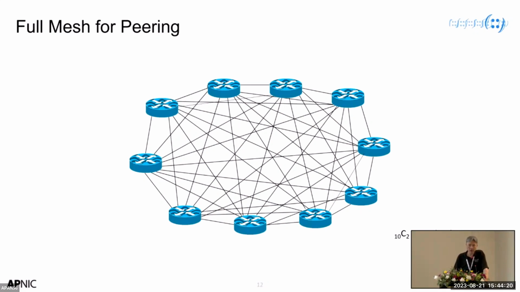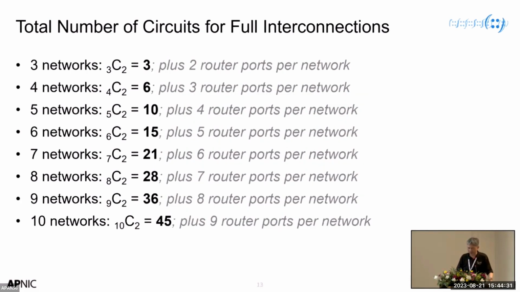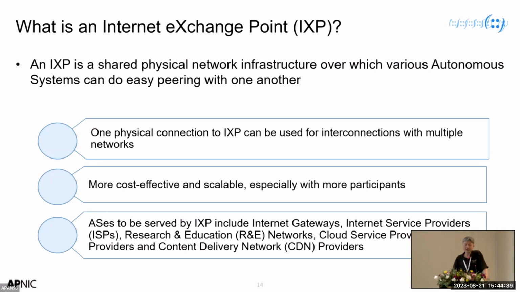Like if you have 10 networks doing full interconnection, you need 45 circuits to achieve full interconnection among the 10 networks. I won't go through it, but you also need a lot of router ports in order to achieve that. Of course, that's not quite cost effective either. And that's why we would like to use a concept called internet exchange point, or internet exchange. I usually call it IX because it's easier to pronounce. If you say IXP, sometimes people will think, are you talking about ISP? So let's use IX to refer to IXP.